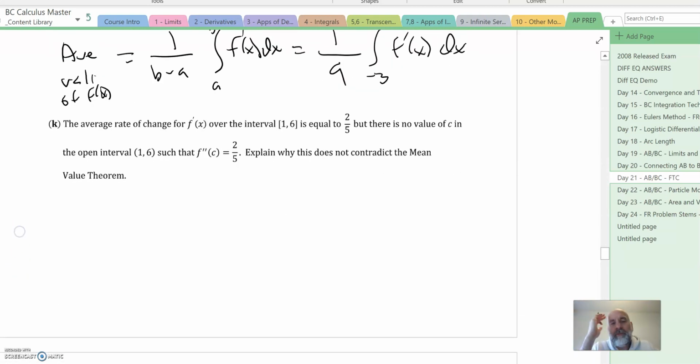And explain why it doesn't contradict the mean value theorem, because mean value theorem said between 2 points, whatever the average slope is between them, you're going to have some moment in between where it achieves that slope. There has to be at least one moment. There could be more than one. But they're saying there isn't a place in between those two where the slope is 2/5. Why is that? It's just understanding what the conditions were to apply the mean value theorem.